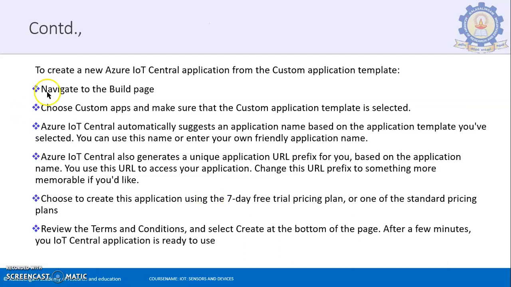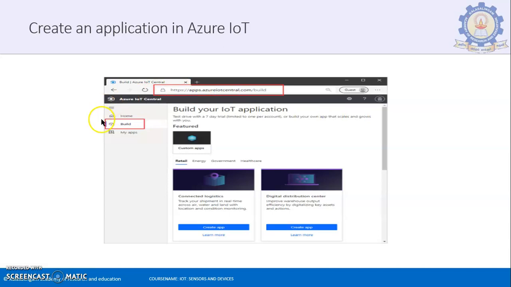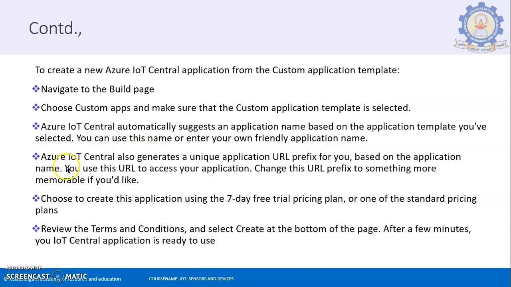So to create a new Azure IoT Central application from the custom application template, what you need to do is first navigate to the build page. Okay. So you go to the build page that is available on the site. This is your Azure site over here. From that you go to this build page. Okay, so please remember we are not doing it from scratch. We are going to use the templates available. So you're going to use the build.